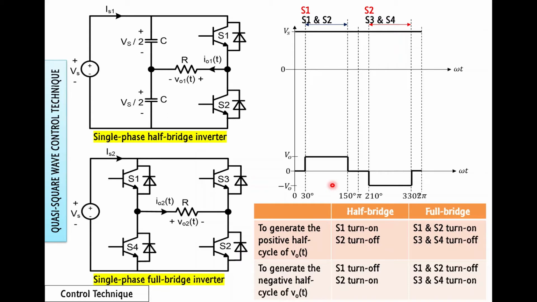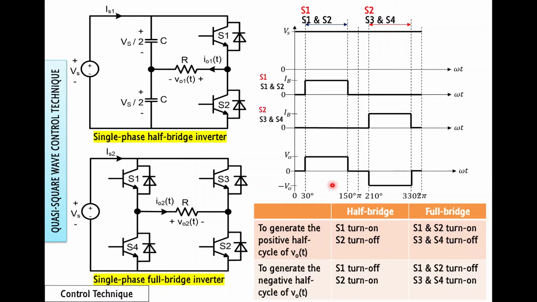Next, by using the quasi-square wave control technique, the inverter will generate a quasi-square wave output voltage waveform. To achieve the aim of the control technique, we must apply the following control pulses to the respective power switches. Based on the waveform, the conduction angle of each power switch is now 120 degrees.